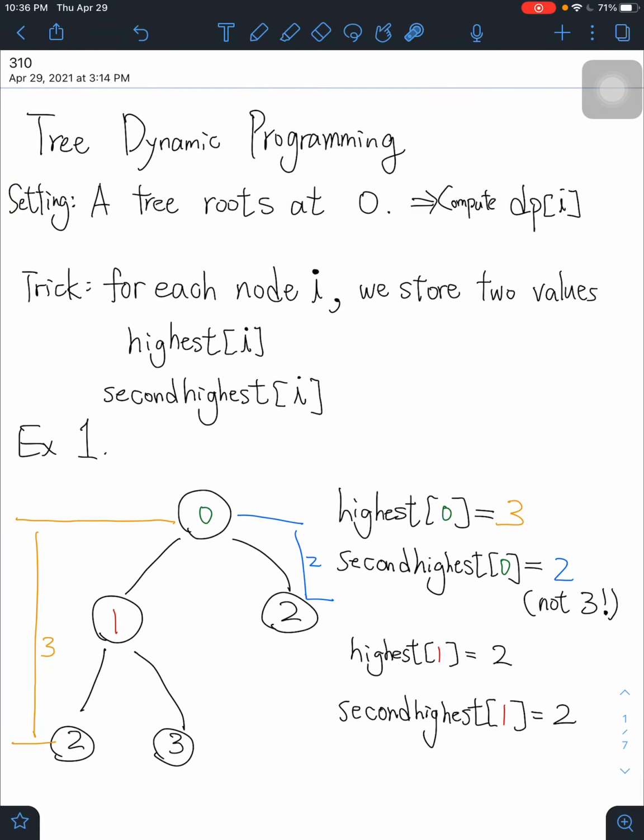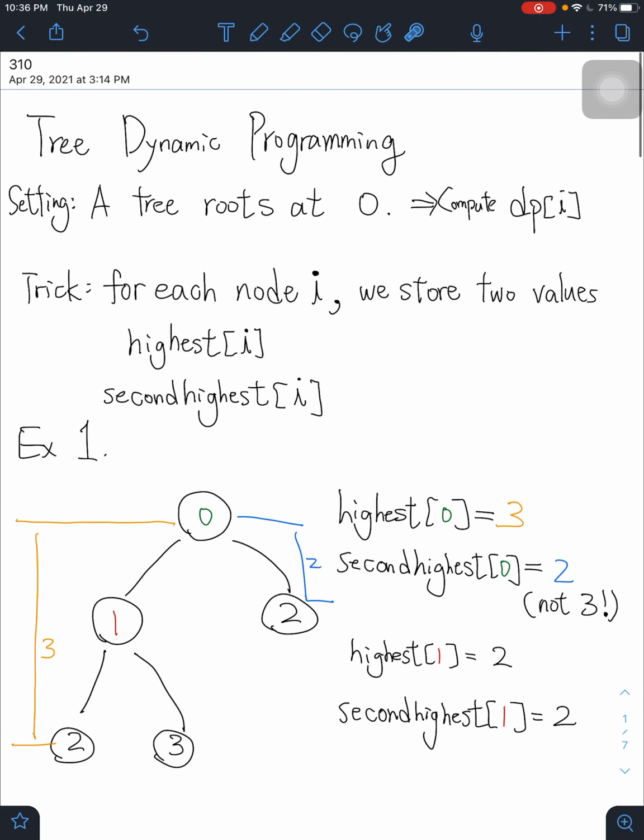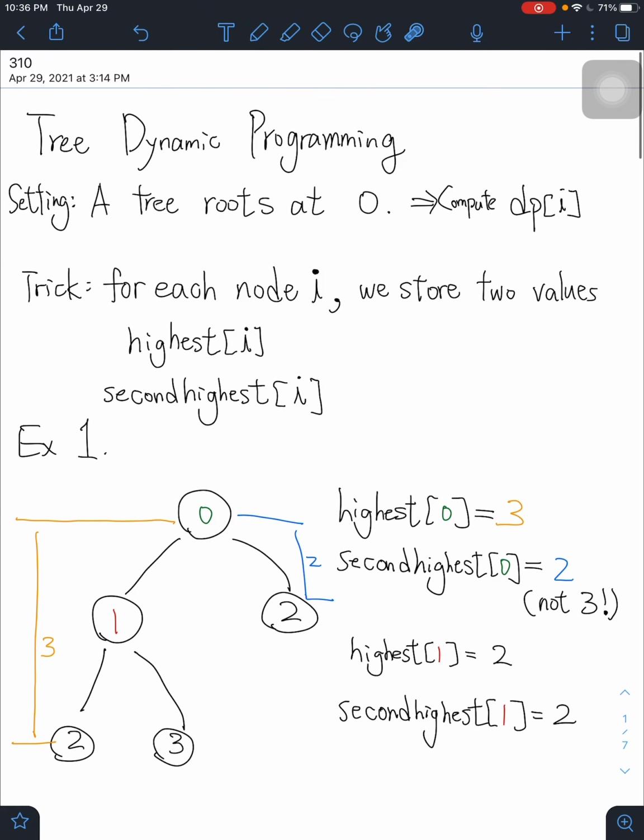Hello everyone. Today I'm going to teach you how to solve problem 310 by tree dynamic programming. And a disclaimer is that this algorithm did not come from me. It is the second most upvoted solution in the discussion forum. So yeah, let's get started.